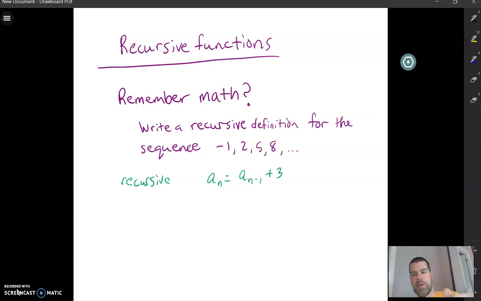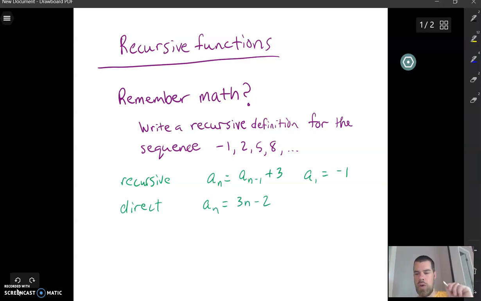So a part of any recursive definition has to be some sort of starting point, what's called a base case. In this one, we would say the first number is -1, and then we can go from there and build that sequence. Now contrast that with a direct formula for the same sequence. We'd just be doing 3n minus 4.